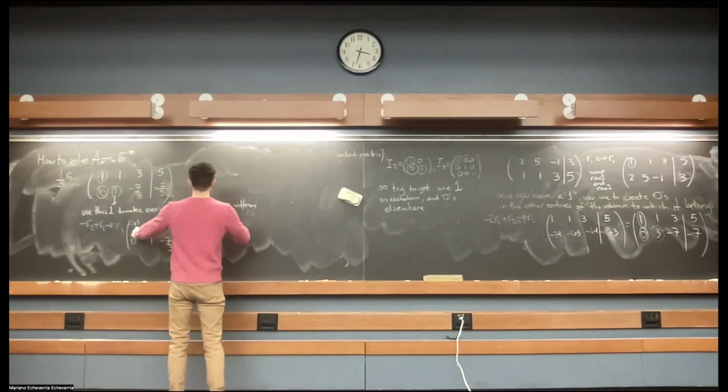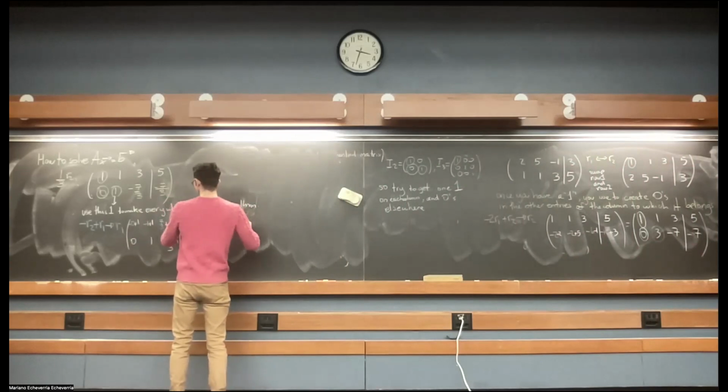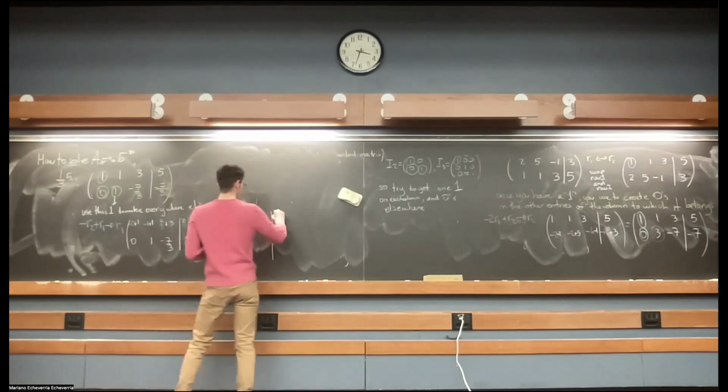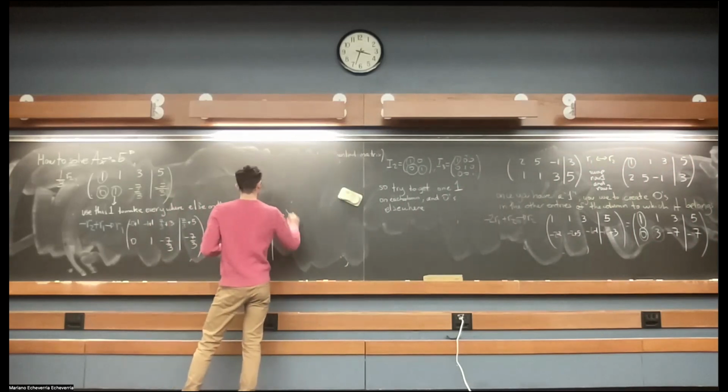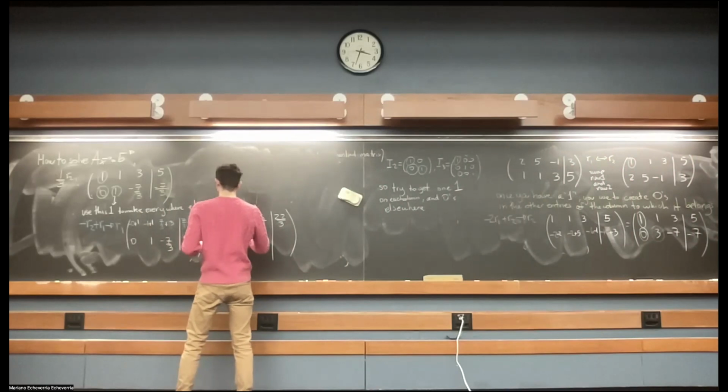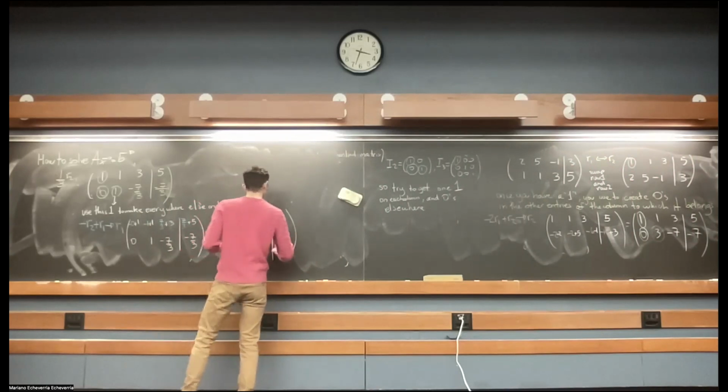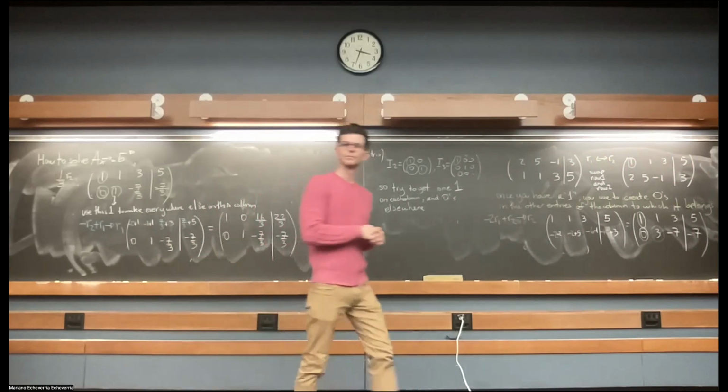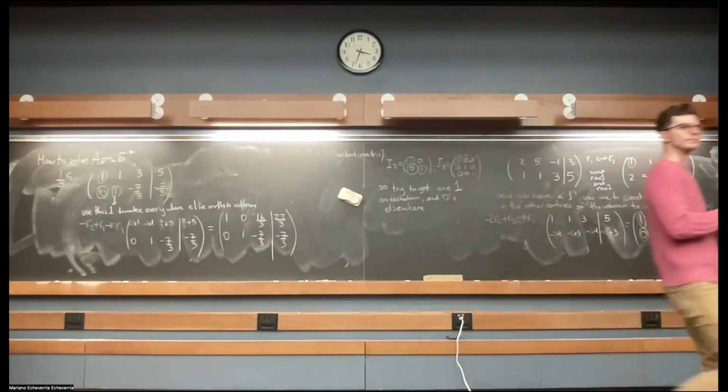But this gives you 1, this gives you 0, this gives you what? 9 plus 7 is 16, so 16 thirds. This one gives you 15 plus 7, 22, so 22 thirds. And then you get 0, 1, negative 7 thirds, and negative 7 thirds. Is that okay?